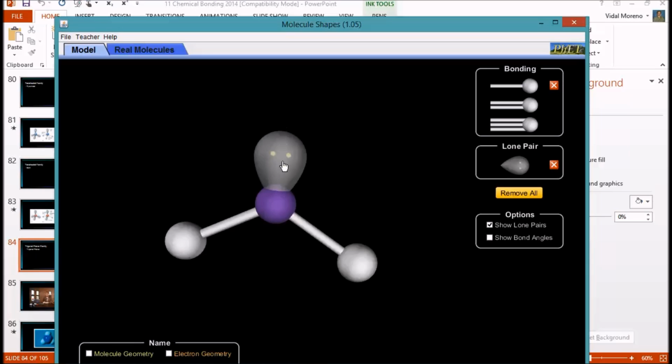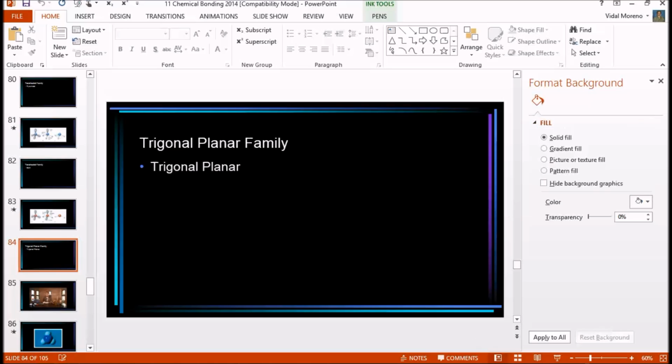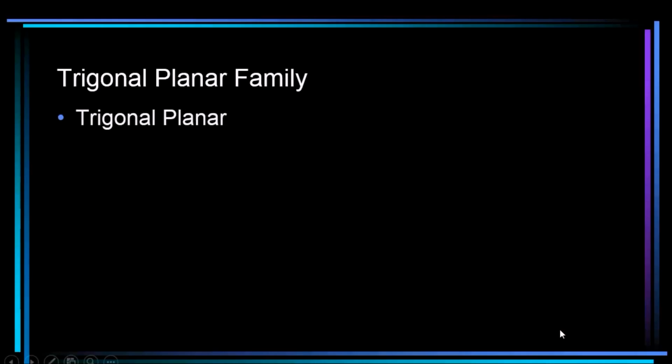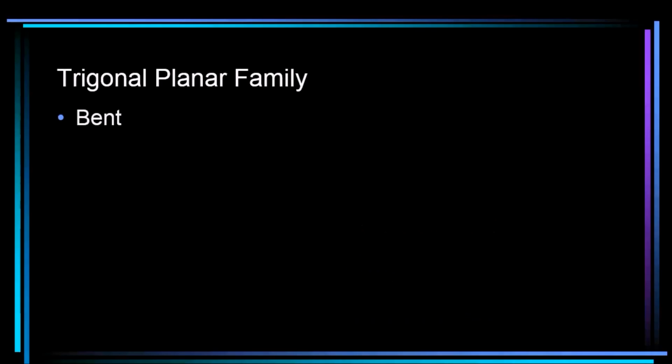No, because this squishy, mushy thing is actually going to push it further together than 120. 117.5. It always moves it over. This is still sp2. All trigonal planars have to be sp2.